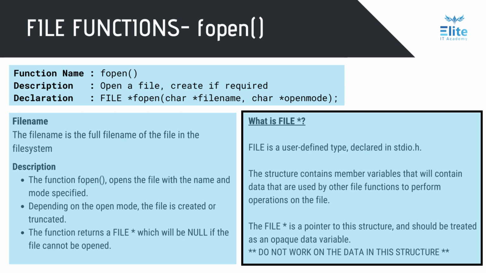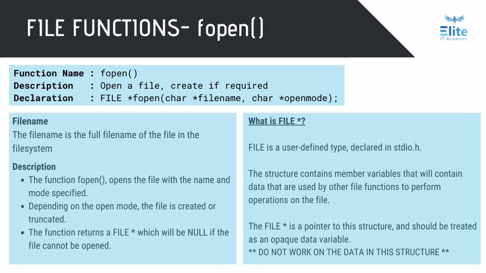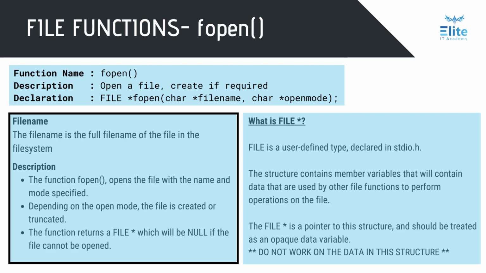The file pointer returned by the fopen function is used in all functions that perform operations on the file. You should not access the members of the file structure in your program. If the function fopen cannot open the file successfully, it will return a null or a zero value. The fopen function takes two arguments. The first argument is the full name of the file.